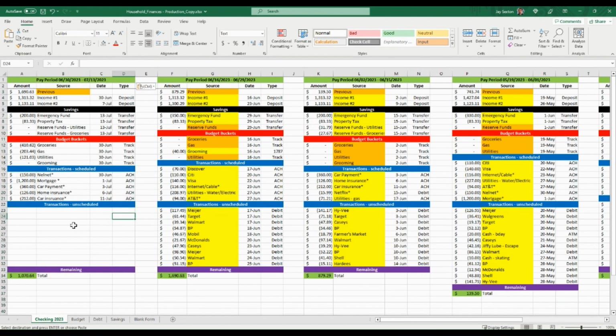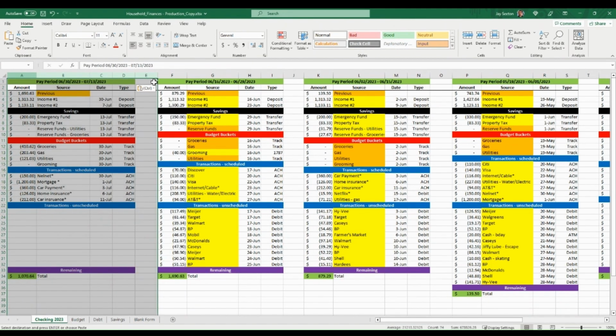We worked this out. Now we haven't done any of the unscheduled transactions yet, because we're assuming this is the first day of this pay period. So we haven't gone shopping yet. We haven't gotten gas or anything like that. So we've just started this pay period, but I want to look 3 pay periods in advance into the future.